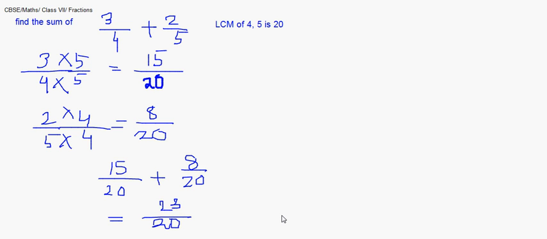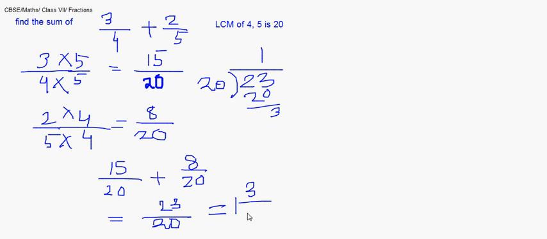thereby getting 23 upon 20. Now when you have such an answer wherein it is an improper fraction, always convert the improper fraction into a mixed fraction. To do so, we need to divide 23 by 20. So I'll get 1 as the quotient and the remainder will be 3. So the improper fraction is converted to a mixed fraction as 1 whole 3 by 20, and that should be your answer.